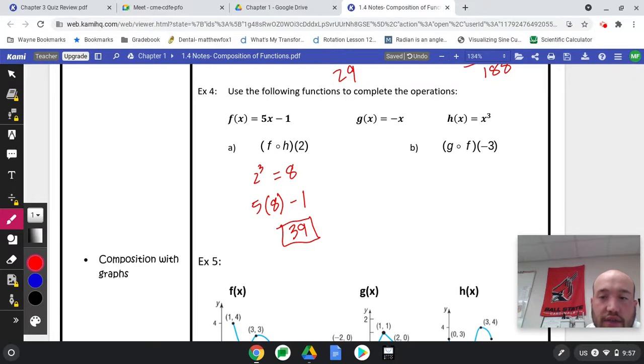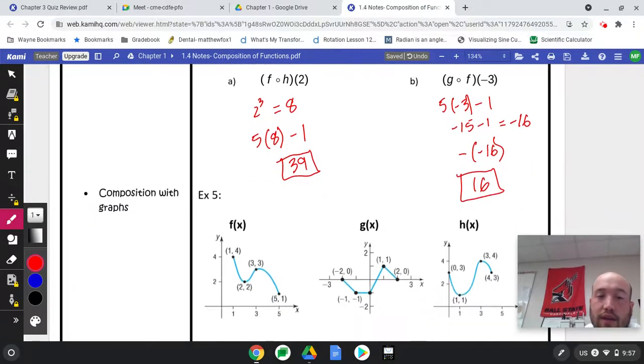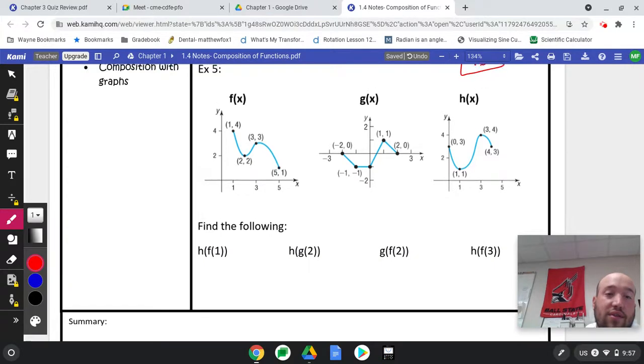All right, g of f of negative 3. Okay, so we plug the negative 3 into f, so that's going to be 5 times negative 3 minus 1. So negative 15 minus 1 is negative 16. And then that gets plugged into g, which is just negative x, so negative 16 becomes positive 16.